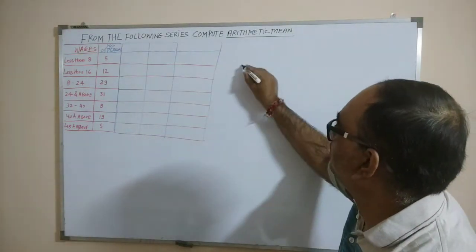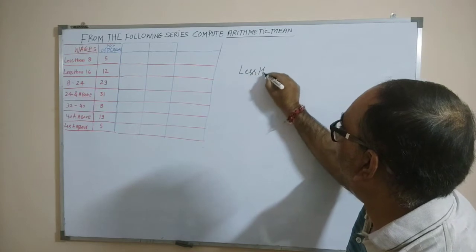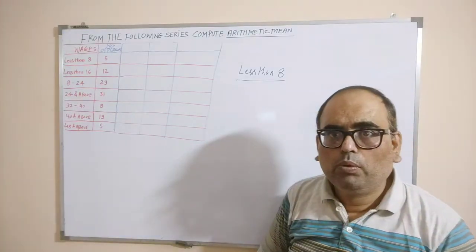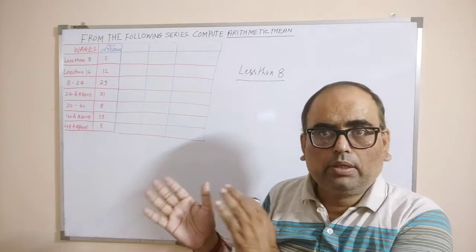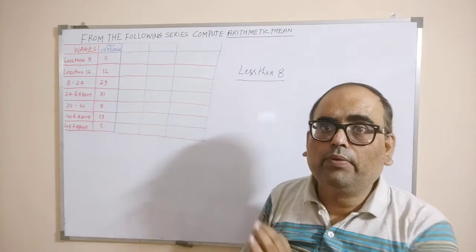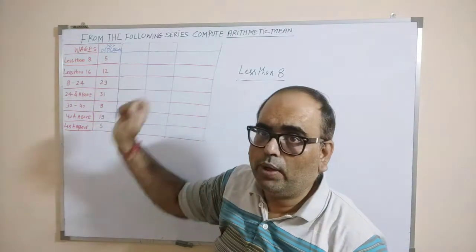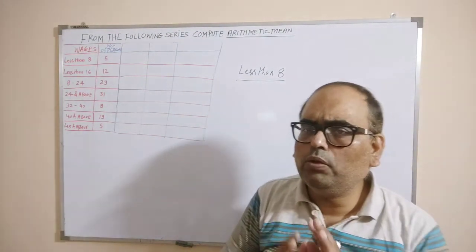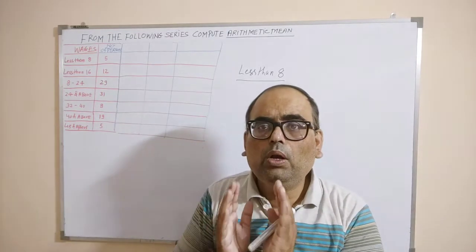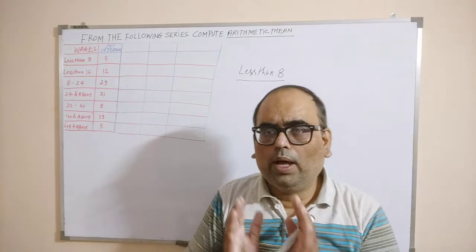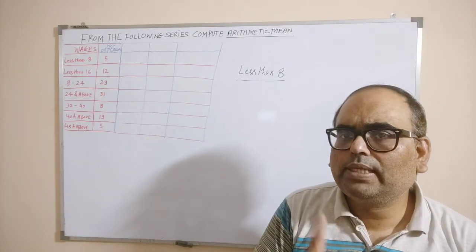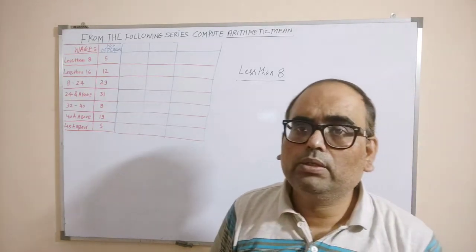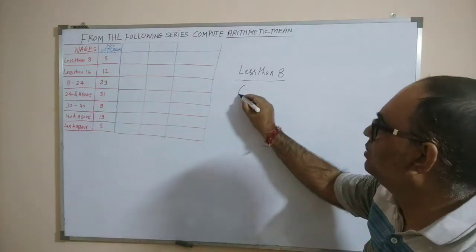The first value given is less than 8. This means that the lowest wages, up to 8 rupees, are given to 5 persons. So we need to guess what will be the lowest wages. I think you all know one thing, that wages cannot be negative. So the lowest wages will be 0. So we'll take it as 0.